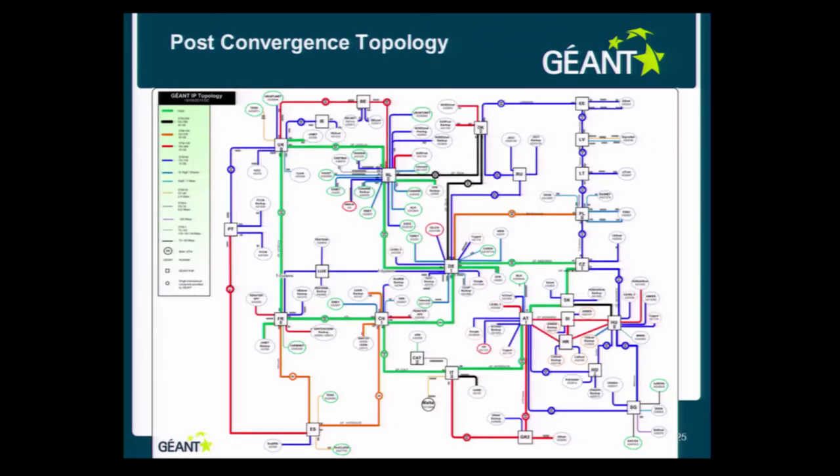So this is the post convergence topology for GN. This is the very latest topology, so you can see a lot more POPs than there were before, and you can connect to any of these POPs and get all the services that we offer, the GN IP, GN plus. Bandwidth on demand is now covered everywhere, so if you want bandwidth on demand, you can have it on any of the POPs.